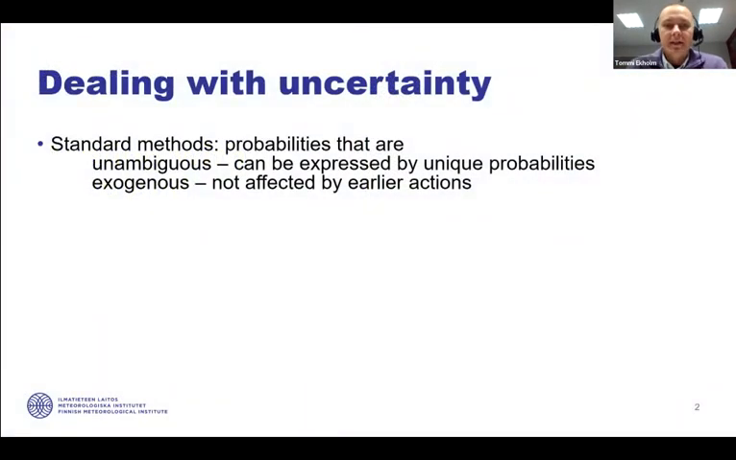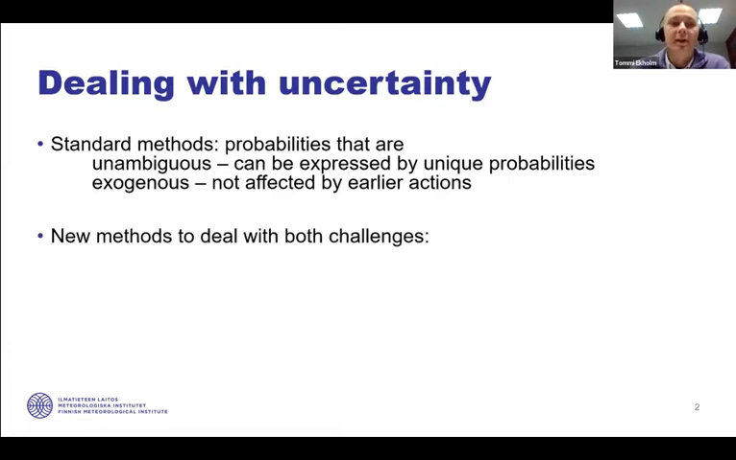IAMs. So dealing with uncertainties and probabilities, the standard methods that people typically use usually have a couple of limitations. You often assume that the probabilities that you consider in some kind of model, let's say some stochastic IAM or something else, are unambiguous and exogenous. Unambiguous means that you can express the uncertainties by unique probabilities, and exogenous means that the probabilities come from somewhere else, are not affected by what's happening inside your model. They are not affected by earlier actions.